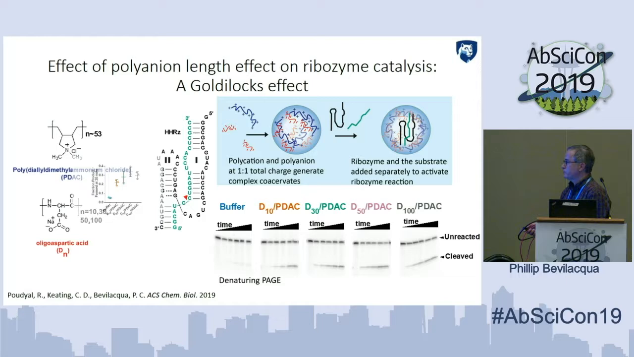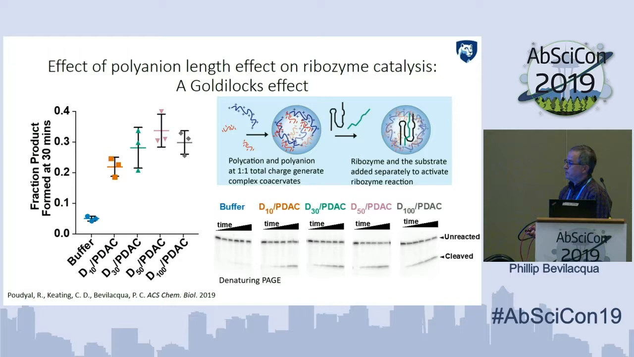And then we can look at and plot the amount of product that's formed at 30 minutes as a function of the length of the anion in these coacervates. And we can see that we get an increase and that there's a certain range of the length of the polyanion that's optimal, or what I'm calling a so-called Goldilocks effect. So if it's too short, the reaction's not as good, and if it's too long, it's also not as good. So we wanted to delve into what could be the mechanistic basis for this.